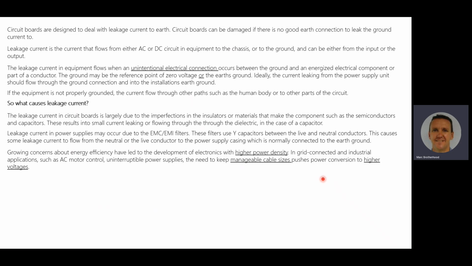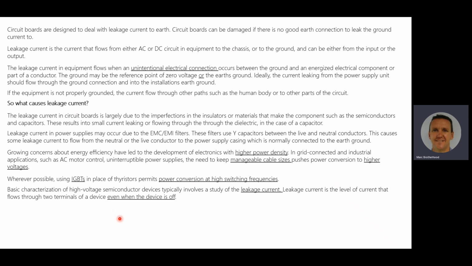So in grid-connected and industrial applications such as AC motor controls, UPSs, they need to keep manageable cable sizes. Keeping manageable cable sizes pushes power conversion to higher voltages. Whenever possible, using IGBTs in place of thyristors permits power conversion at much higher switching frequencies. So IGBTs can switch much higher frequencies, and you can commutate your motors at much higher speeds.